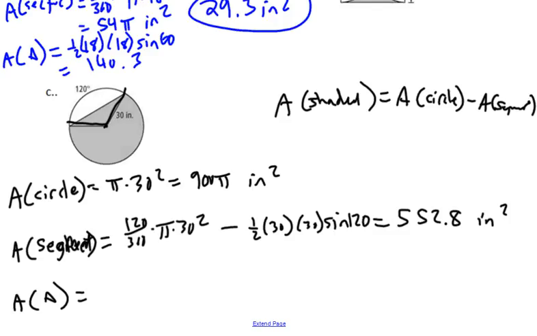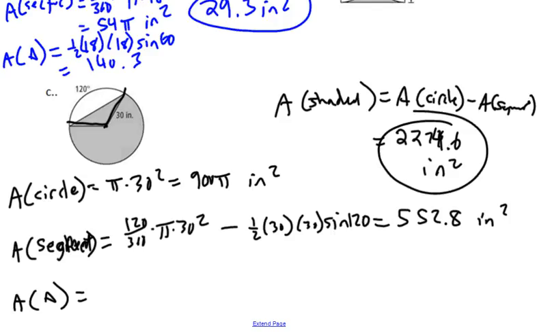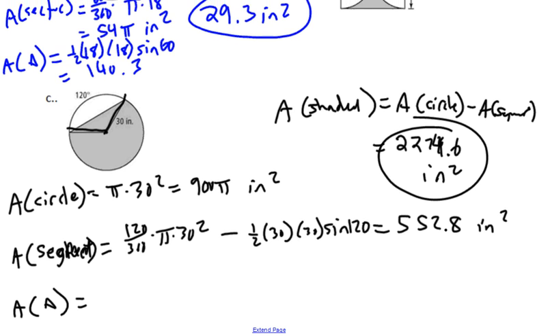Alright, so I used the formula for the area of the segment, found it, and now I'm going to subtract the two things, the area of the circle minus the area of that segment, and I'll get the whole area of the shaded region, hopefully. So, 900 pi, which is going to be like 2700, or more than that, minus 552.8, and I get 2274.6 inches squared. So if you're not sure on any of those parts, make sure you ask next time you're in class.